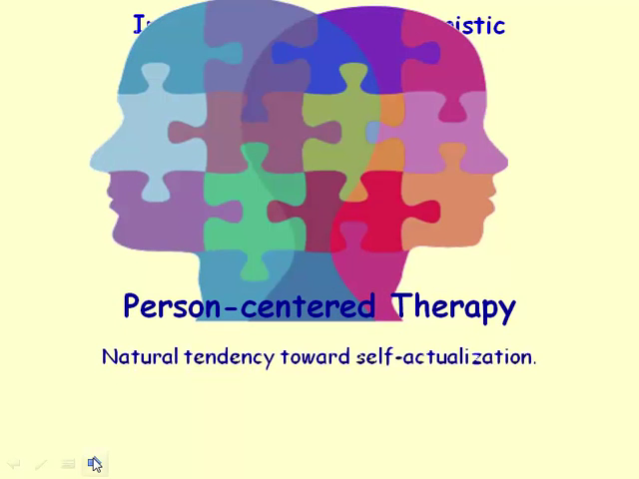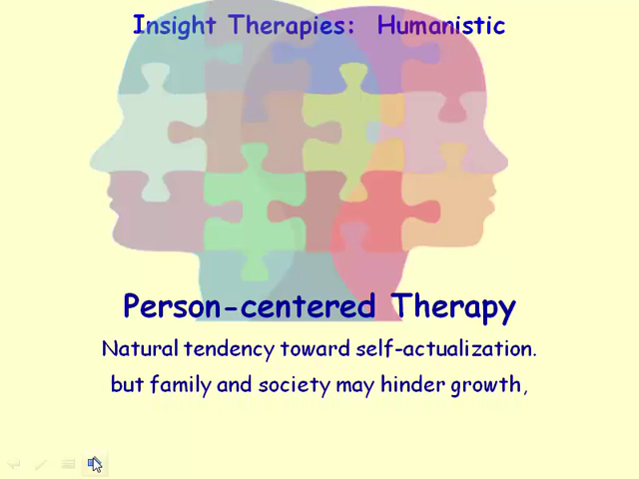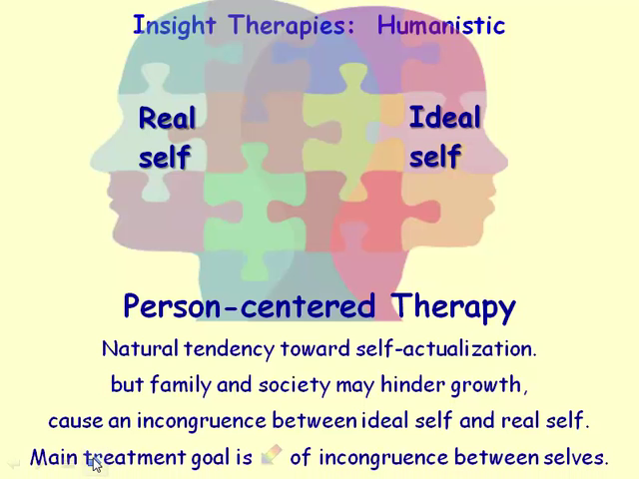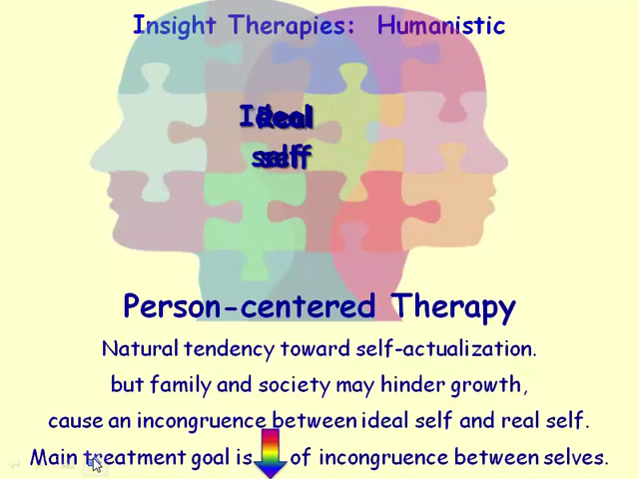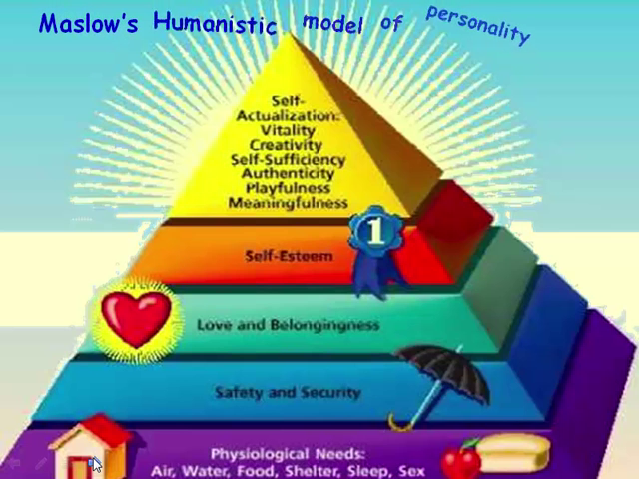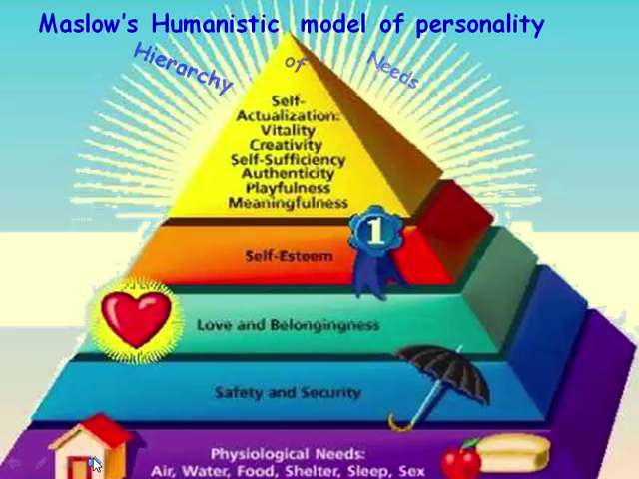Keys of humanistic-centered therapy are the belief of the individual's natural tendency toward self-actualization, but that the family and society may hinder growth and can cause an incongruence between the ideal and real self. Remember, this is the opposite underlying philosophy of the psychoanalytic theory of personality. In humanistic treatment, the goal is reduction of incongruence between these selves within the therapeutic alliance. Here's a reminder of Maslow's humanistic model of personality, the hierarchy of needs.